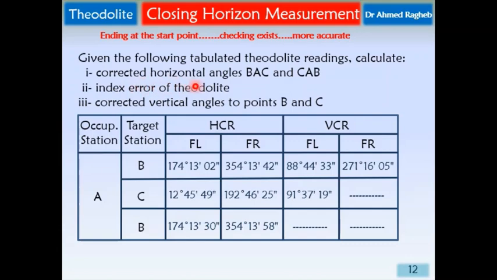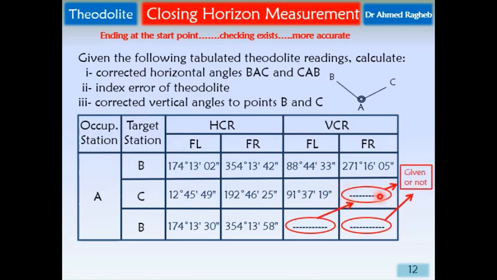Index error of the theodolite, corrected vertical angles to B and C. Why corrected vertical angles? Because you're going to calculate the index error. Again, why do we have gaps here? Because the index error is already calculated at point B, so no need to calculate at point C. Why do we have gaps here? Because the vertical angle at point B is the same whether you get it from the start or the end.